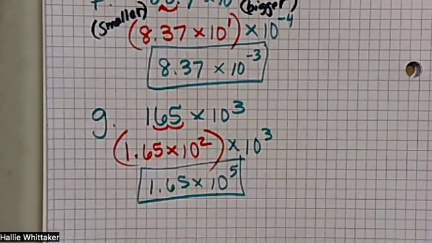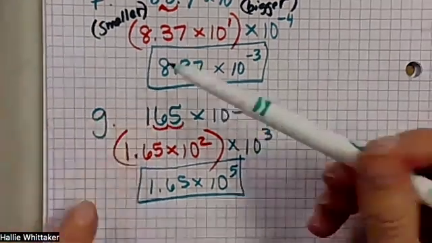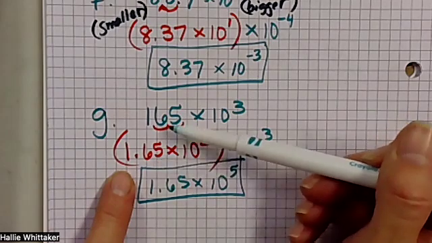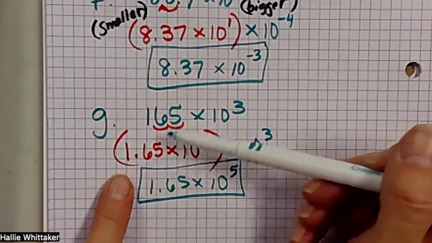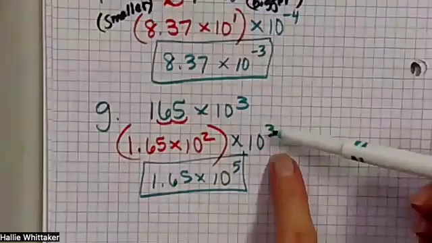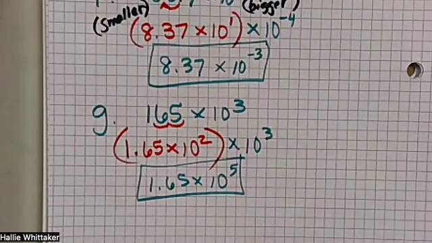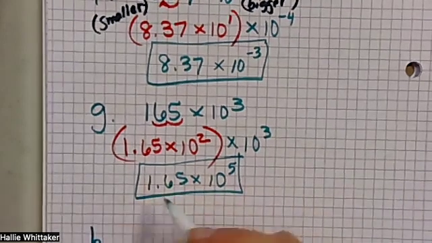Okay. The other way, if you want to think of it as bigger and smaller, 165 went to 1.65. So it went 2 places smaller. This side goes 2 places bigger, so it balances out. That's another way, or the other way that you're talking about. Let's do one more of these and then we're going to switch it.